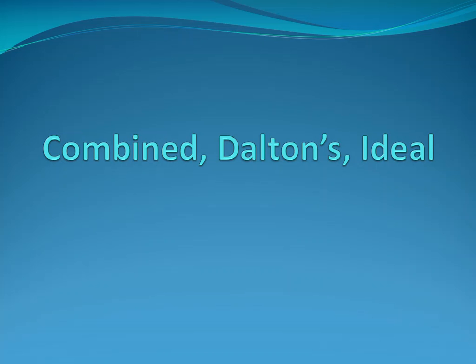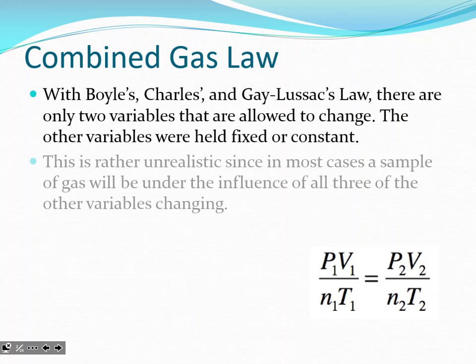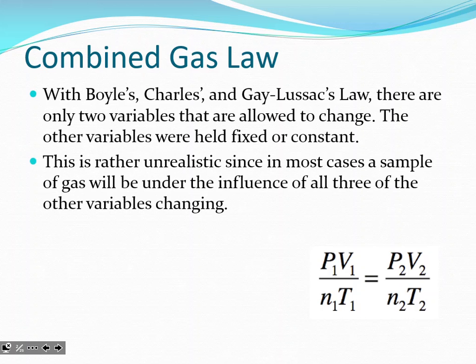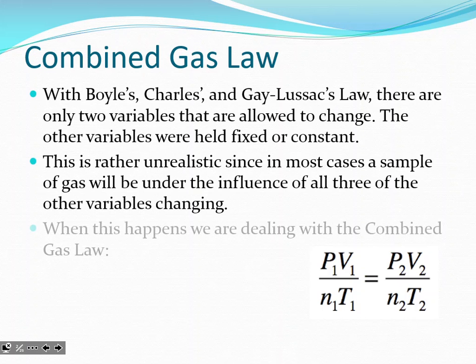Right, Dalton's and ideal. So here we go. The combined gas law with Boyle's, Charles's, and Gay-Lussac's. Therefore, you only usually use two variables in those. But as we know from the balloon example, when the balloon went up in the sky, did the temperature really stay constant? No. So there are plenty of times where the gases will have all three variables switching.